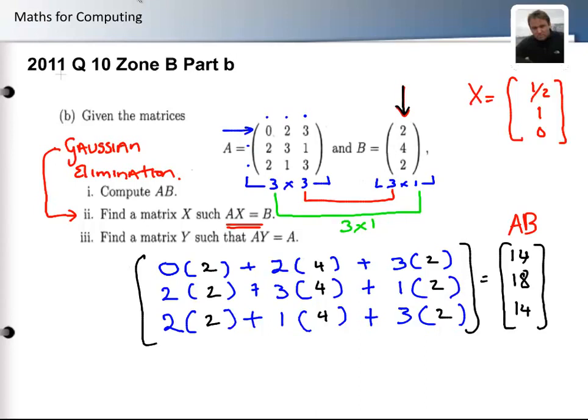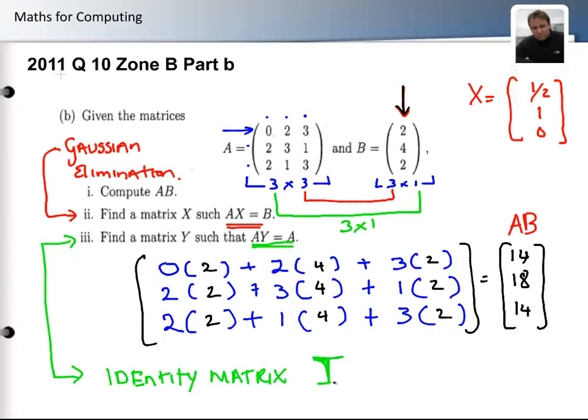The last part is this part here. This is the identity matrix. This is actually Y must be the identity matrix. The only thing that would make this work is that Y is the identity matrix I. Now, but just find a matrix.